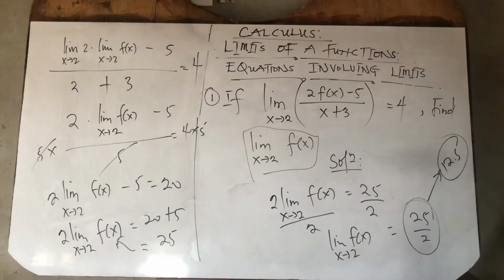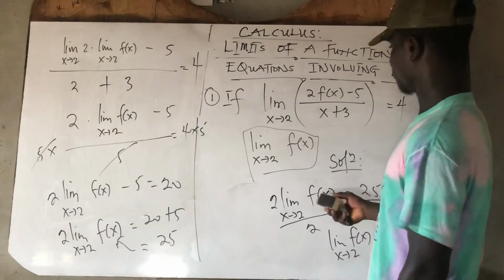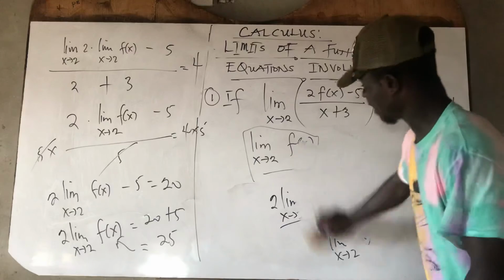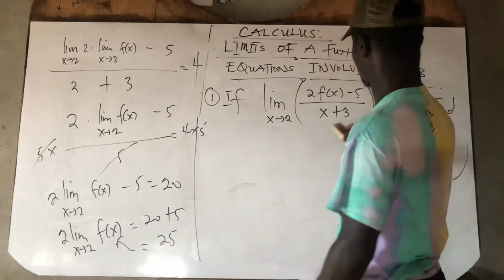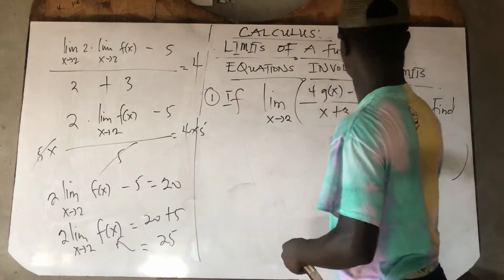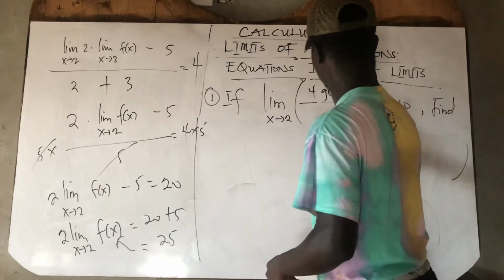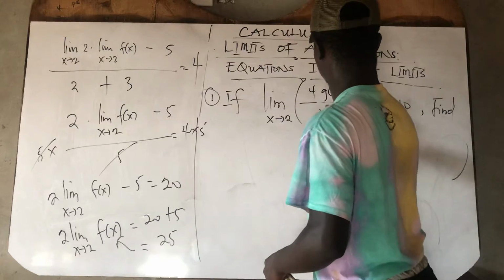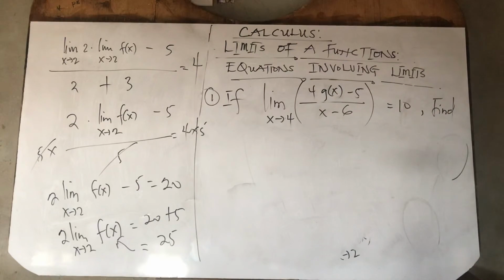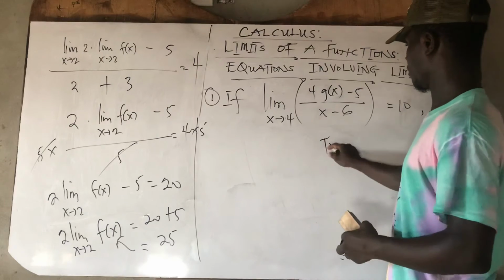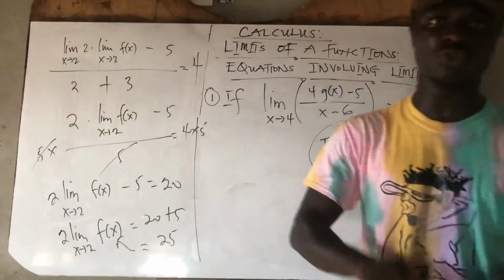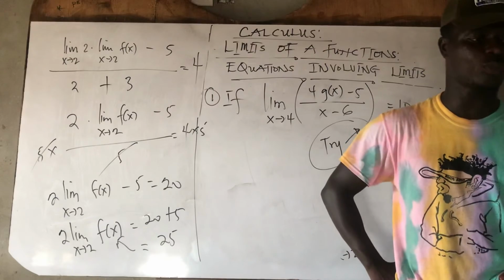So this one, you can go and try some. Watch very carefully. All right, let me see whether I can give you one question on this to go and try. Let's say here will be g(x), then here is 4, then here is 10, then here is, let's say, x minus 6, then the limiting value is 4. So you just try this. Okay, so next time we'll do limits of simple trigonometry functions.